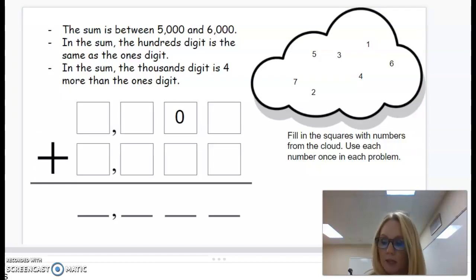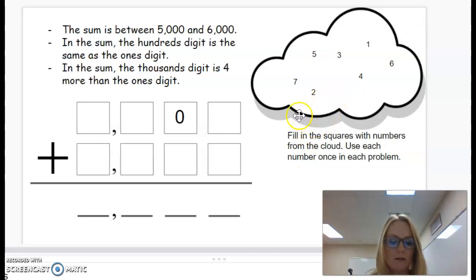Your slides will look like this. You'll notice on each Place It Right problem, your two add-ins right here will be made of boxes and the sum is blank. You'll also notice the cloud with the digits that we will use in the boxes of our add-ins. So here's our cloud. These digits are 1, 2, 3, 4, 5, 6, and 7.